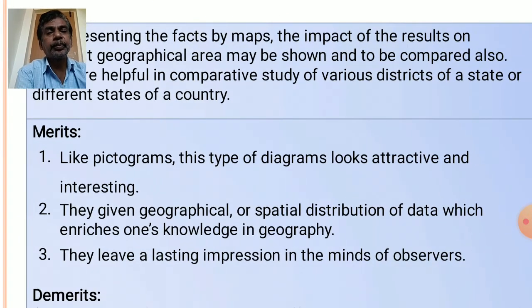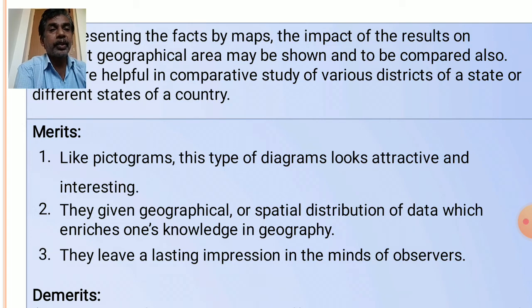Now the merits of cartograms. Here certain merits of cartograms are quoted, mentioned here. The merits of cartograms are like pictograms, this type of diagram.